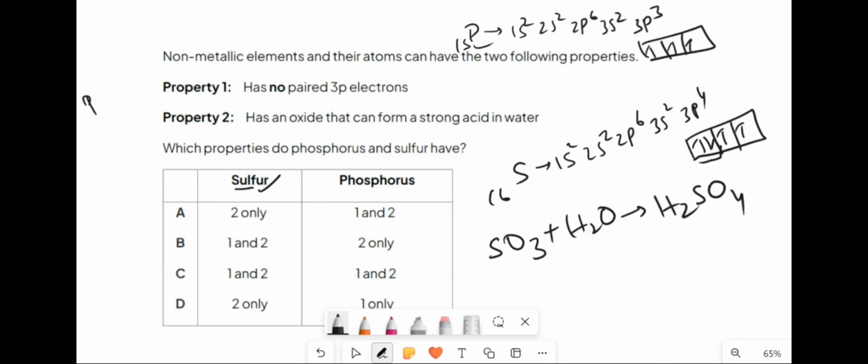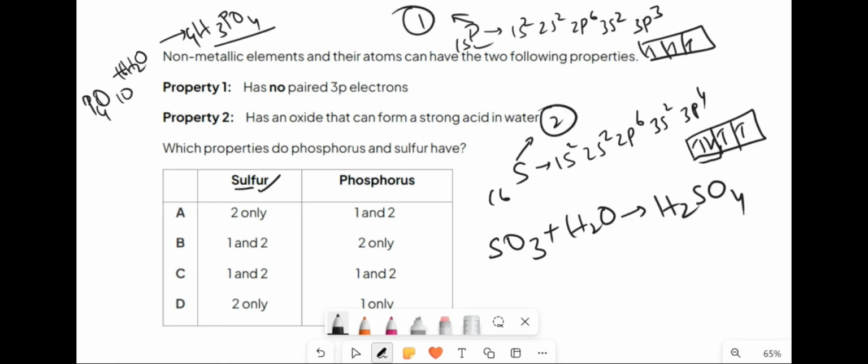Phosphorus forms oxide P4O10, which reacts with water to form H3PO4, with oxidation state 5 in both. This is called phosphoric acid, and this is a weak acid. Hence property 2 is not true for phosphorus. So for phosphorus, property 1 is true, and for sulfur, property 2 is true. Hence D is the correct answer.